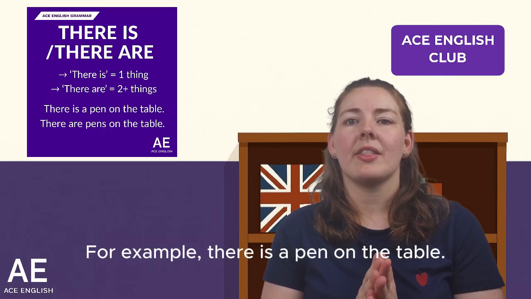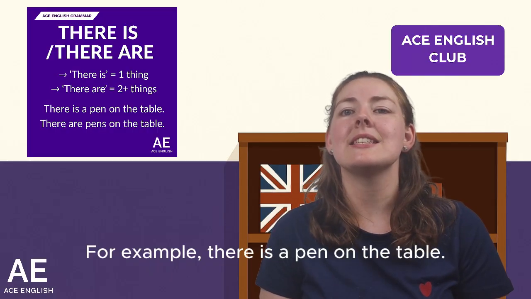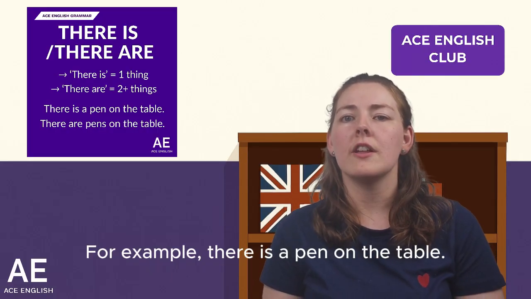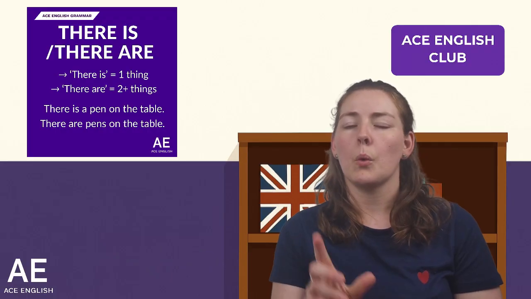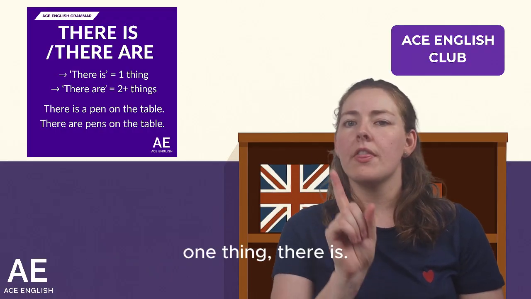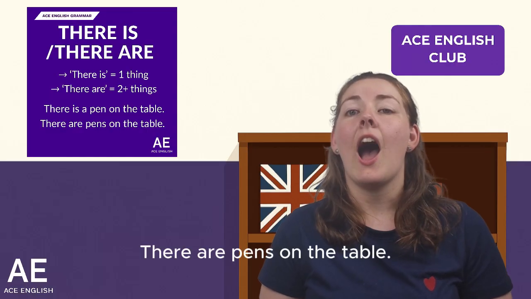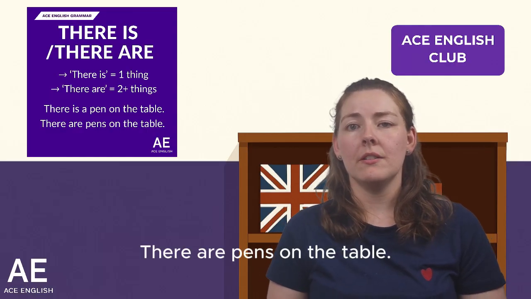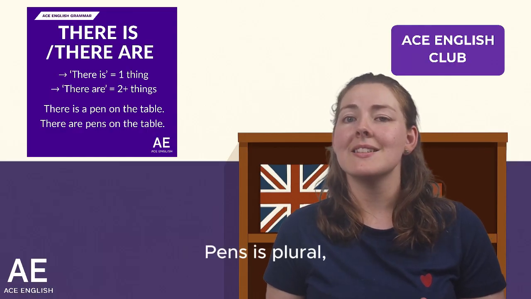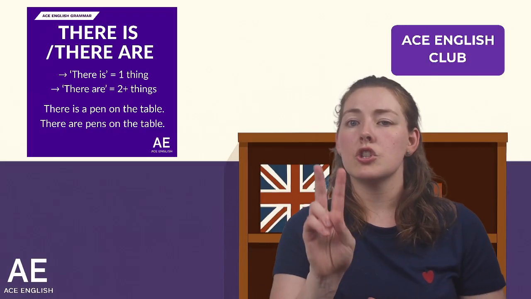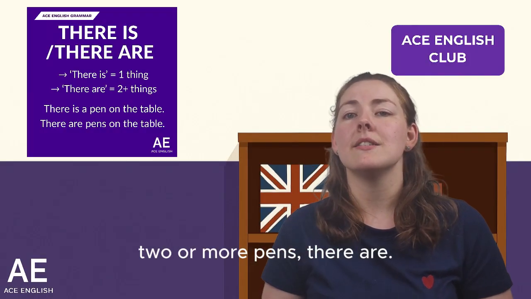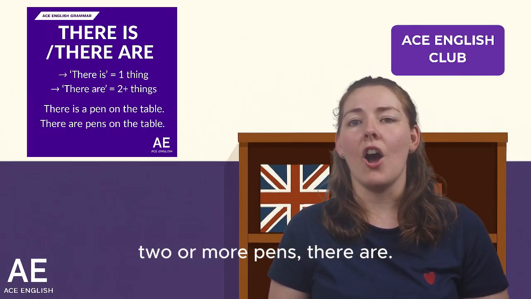For example, there is a pen on the table. One pen, one thing, there is. There are pens on the table. Pens is plural. Two or more pens, there are.